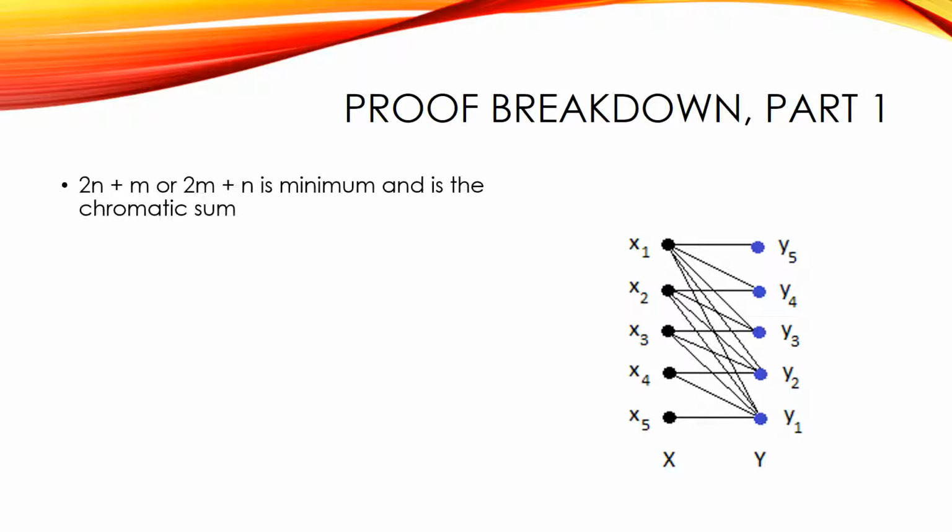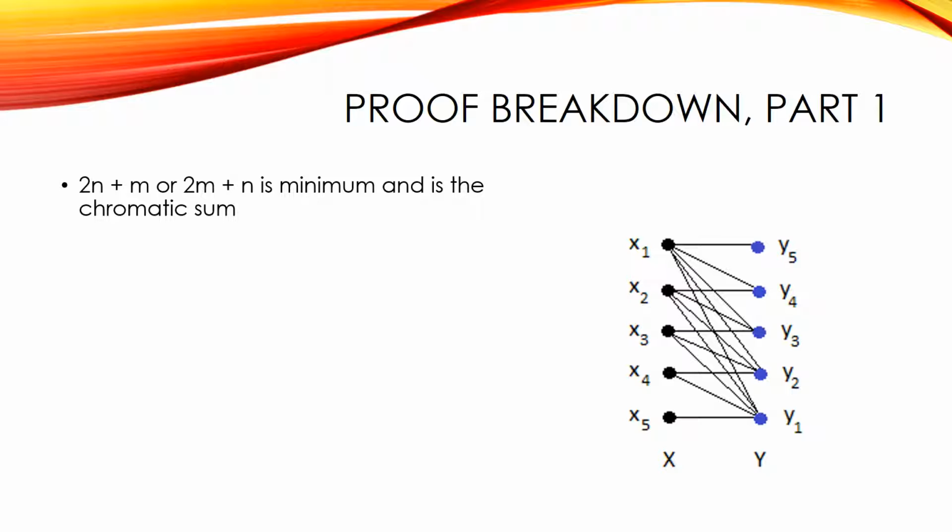So let's look at an example of what we just said. Either 2n plus m or 2m plus n is minimum and is the chromatic sum. Again, we said let m be 1, and what we mean by that is we want m to be color 1 and n to be color 2. Here's an example in this graph where we have the same number of vertices in each set, so in this case they would be the same. But that's not necessarily the case. You could have more vertices in y or more vertices in x, and we just want 1 to be the color for the vertex set that's the largest.